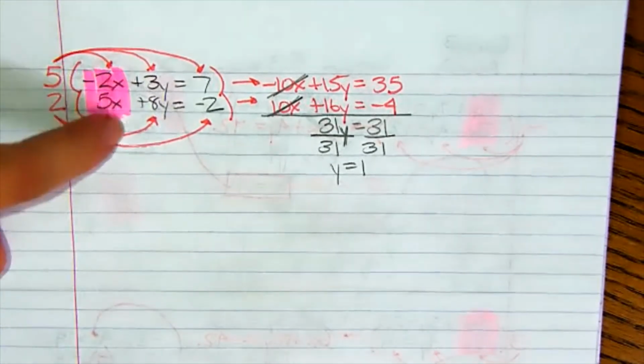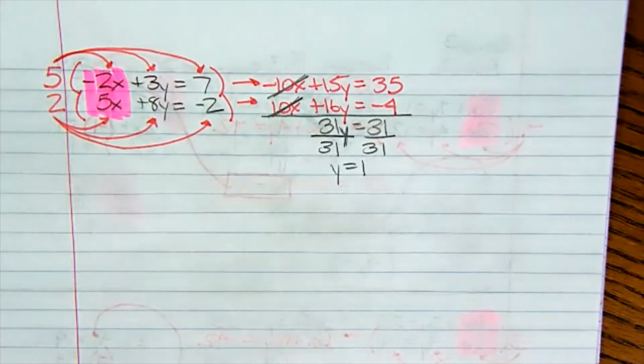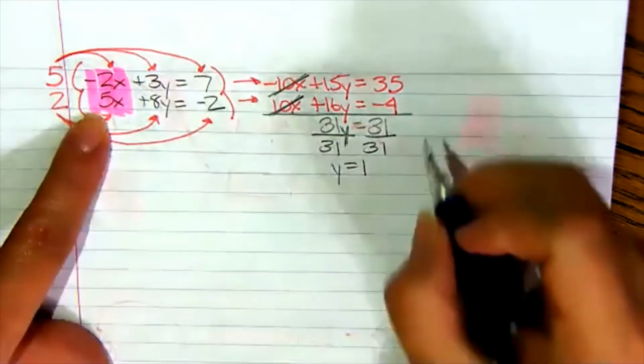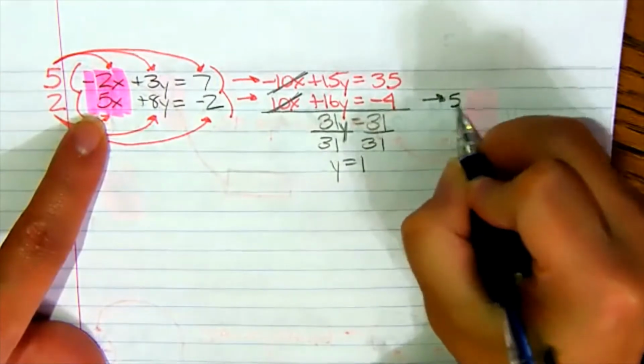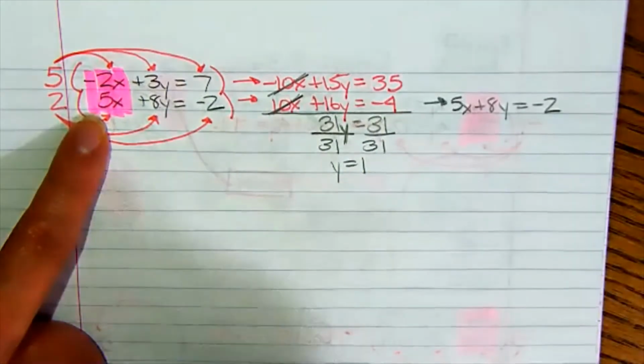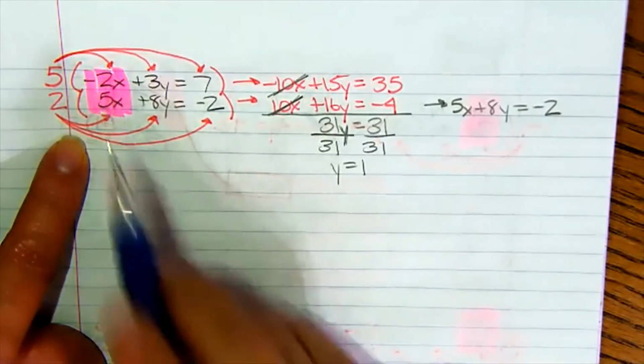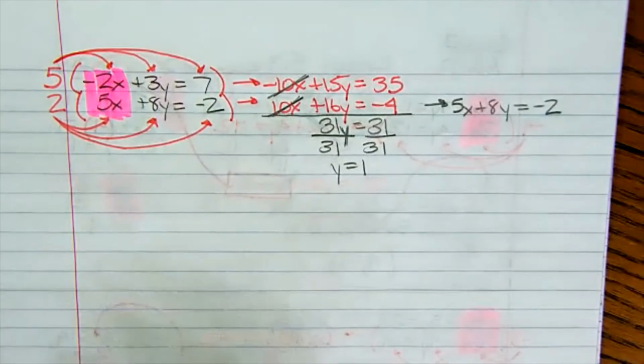I'm going to come back and look at my 2 original equations, and I'm going to pick one. It can be either one, but I'm going to pick the one that looks like it's the easiest to work with. And you know what? I'm going to use this equation, 5x plus 8y equals negative 2, because my x is positive. Here the x is negative, here the x is positive, so I think it's going to be easier.